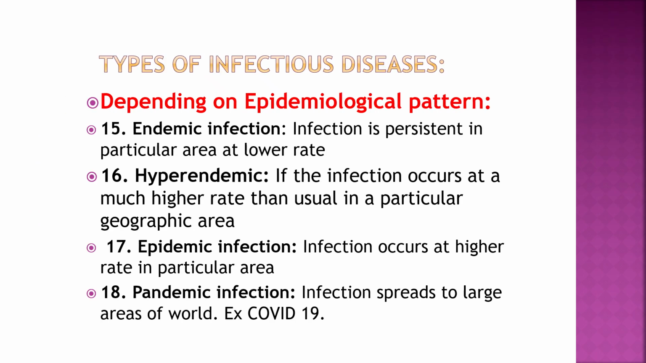Types of infectious diseases depending on the epidemiological pattern. It can be endemic, hyperendemic, epidemic and pandemic. Endemic infection is when it is persistent in a particular area at a lower rate. Hyperendemic, the infection occurs at a much higher rate than the usual in a particular geographic area. Epidemic, when infection occurs at a higher rate in a particular area. Pandemic, when infection spreads to large areas of the world. Example, COVID-19.